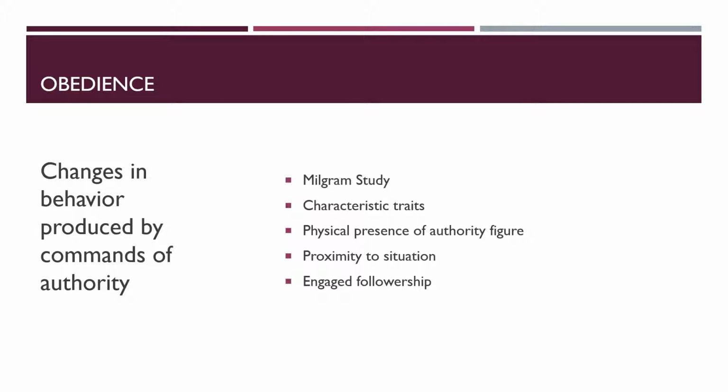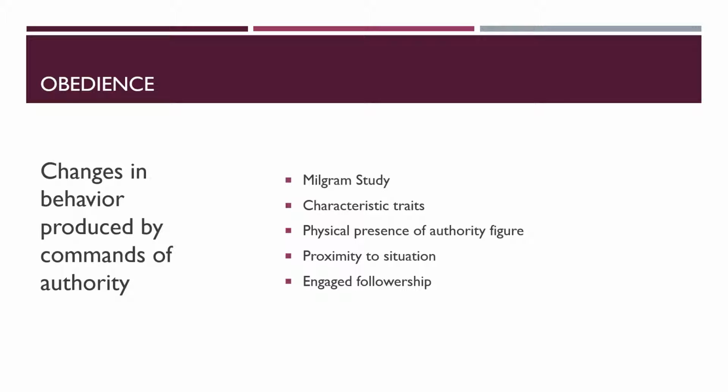So the third type of social influence I'm going to talk about is obedience. Obedience is changes in behavior that are produced by commands of authority. So just like most everything else, obedience can be both positive and negative. It's positive in that it encourages people to follow the law and the instructions of their teachers and their parents and things like that. But the one that people worry about is blind or destructive obedience.